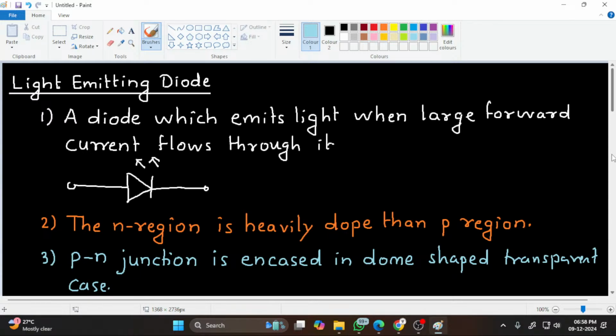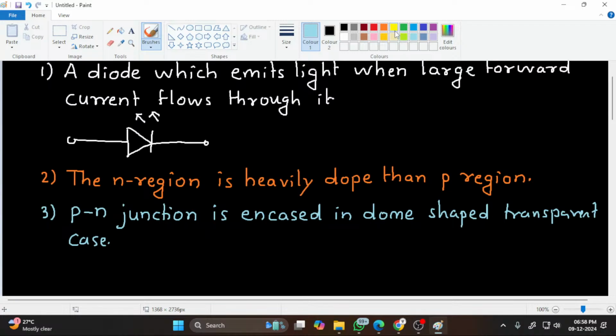Larger leg is positive terminal, shorter is negative. This is just a convention for the connection of LED. Larger leg is positive, obviously shorter is negative, no need to write that. LED is fabricated in such a way that light is emitted and not reabsorbed into the material. Electron-hole recombination takes place at the surface for the maximum light output.